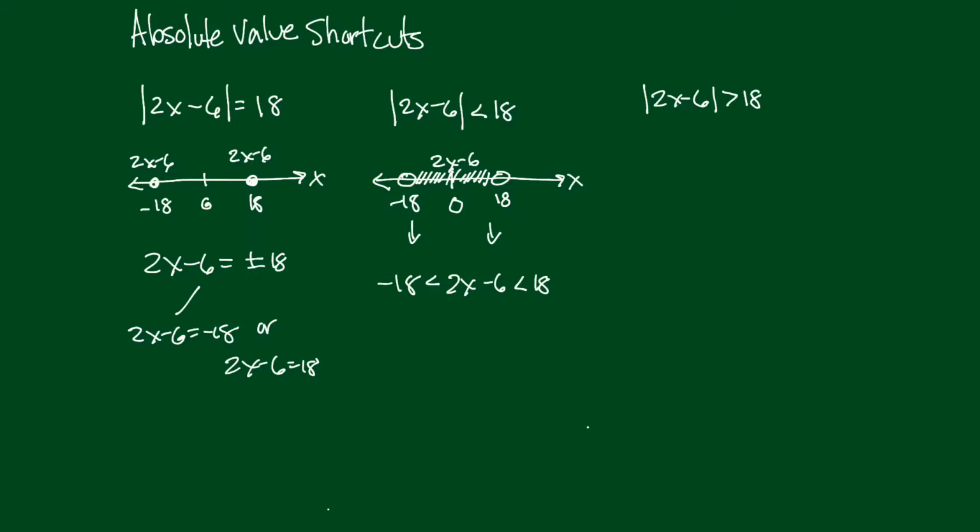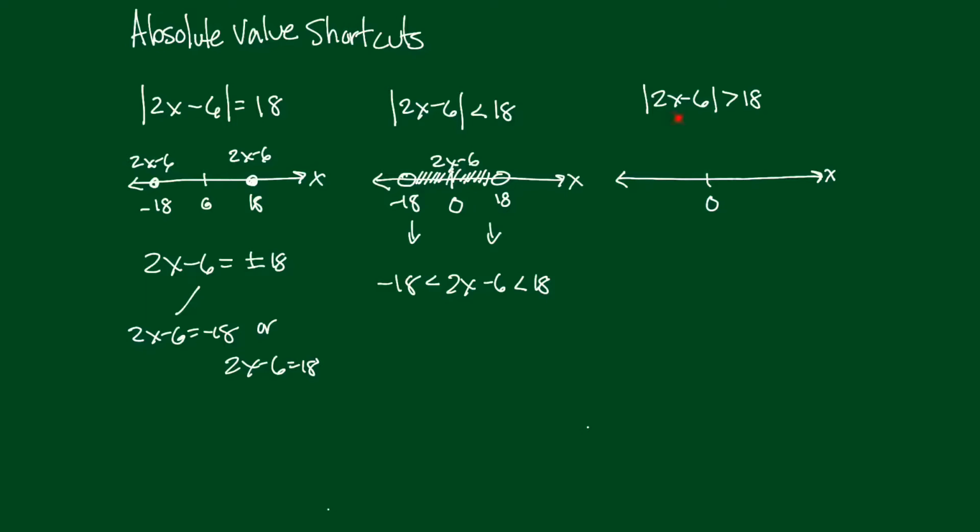So the shortcut here is this. If you see an absolute value less than some number, you drop the absolute value bars, take that number, put it negative on the left, positive on the right, with left-leaning arrows. So in our last case here, we've got a greater than inequality. So where's that 2x minus 6 going to be? It's got to be more than 18 units from 0.